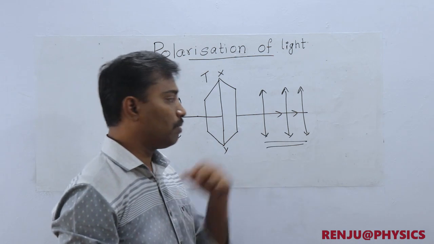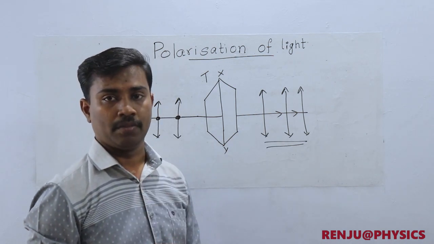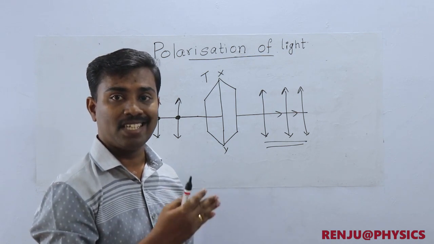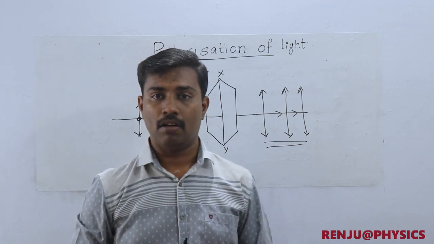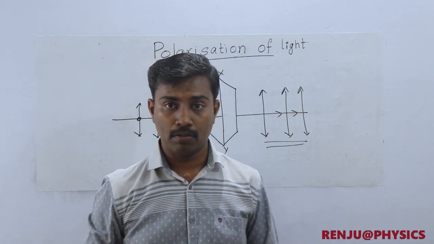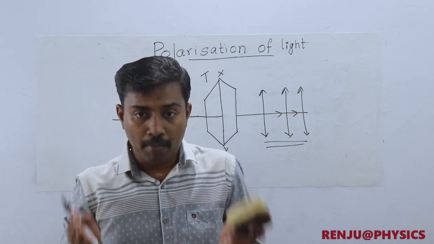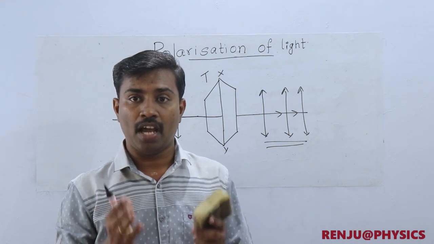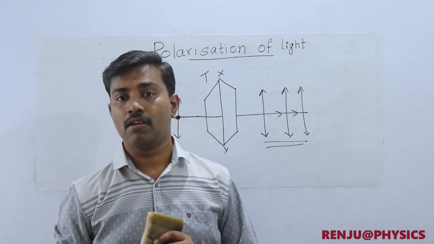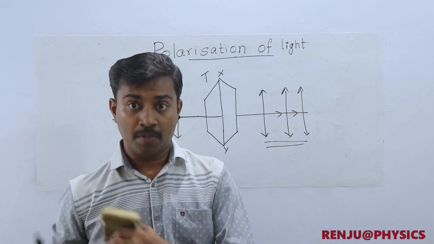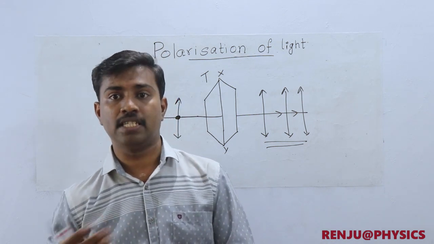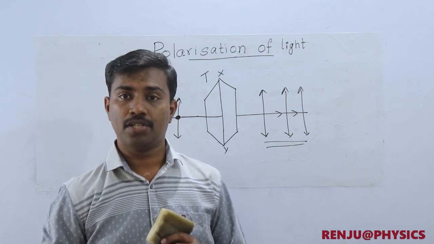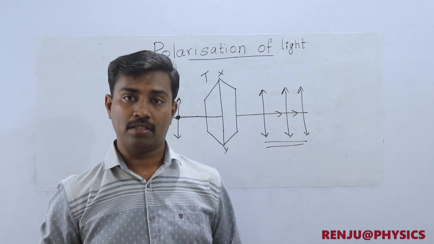So the light coming out of the crystal consists of only one vibration. That means the vibration of the electric field vector is confined to a single plane. This phenomenon is called polarization. So we can again conclude what polarization is. The phenomenon of restricting the vibration of light into a single plane when it passes through a certain crystal like tourmaline or calcite is called polarization of light.